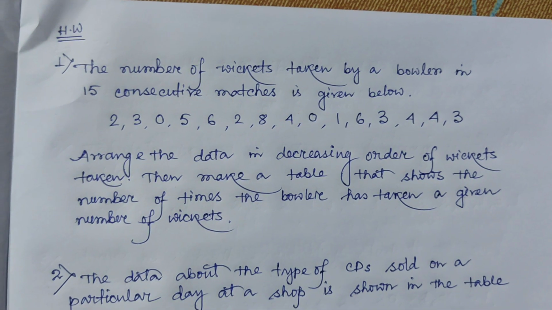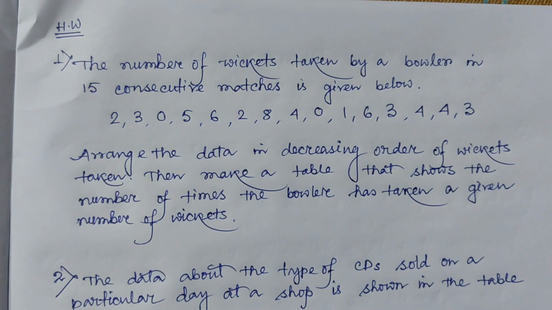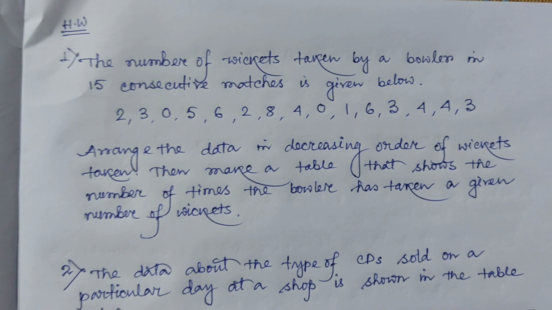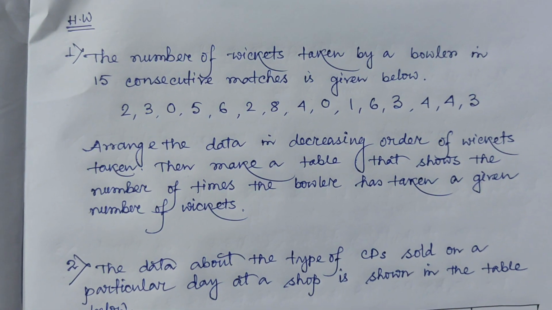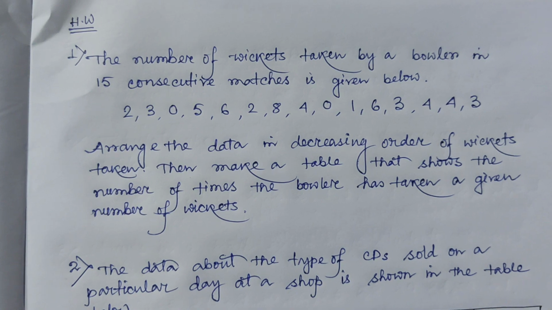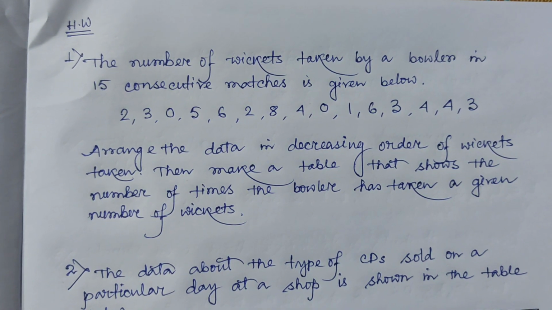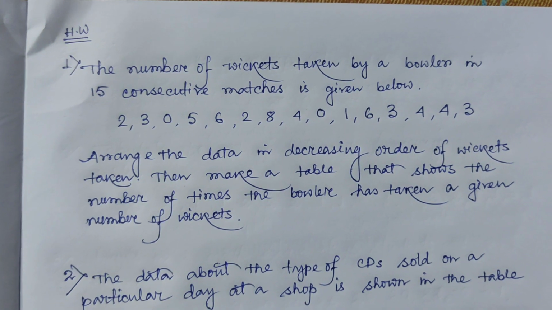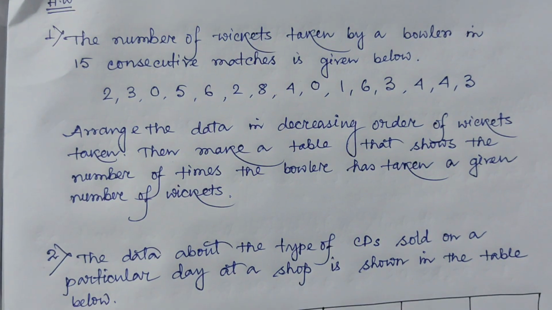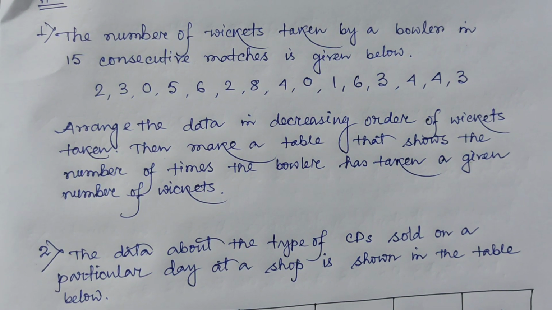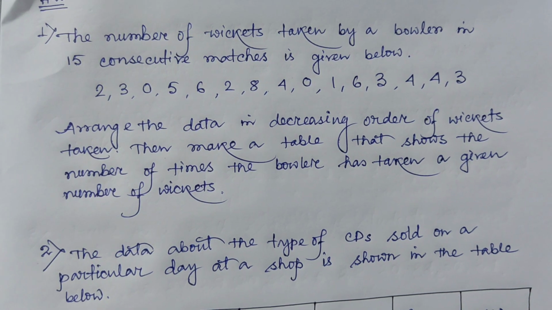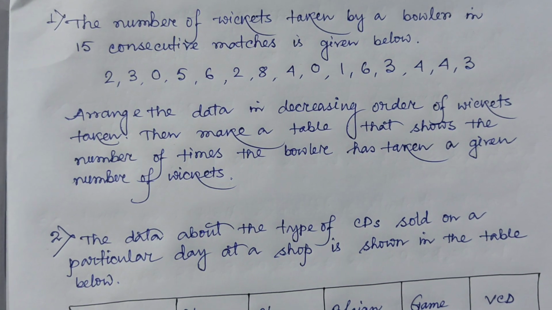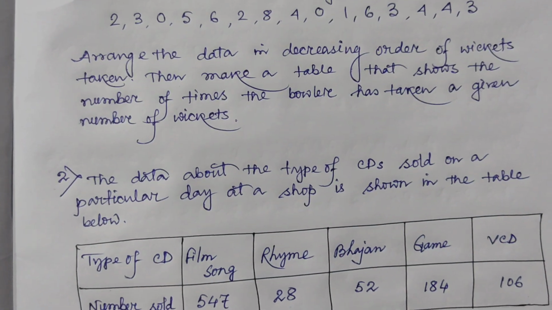It is your homework. Number 1, the number of wickets taken by a bowler in 15 consecutive matches is given below. 2, 3, 0, 5, 6, 2, 8, 4, 0, 1, 6, 3, 4, 4, 3. Arrange the data in decreasing order of wickets taken. Then make a table that shows the number of times the bowler has taken a given number of wickets.